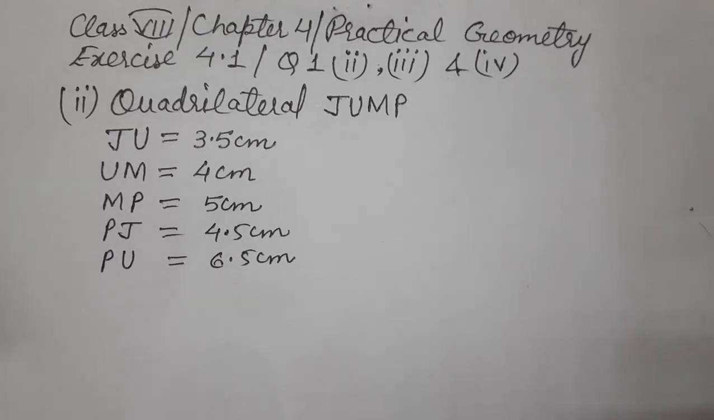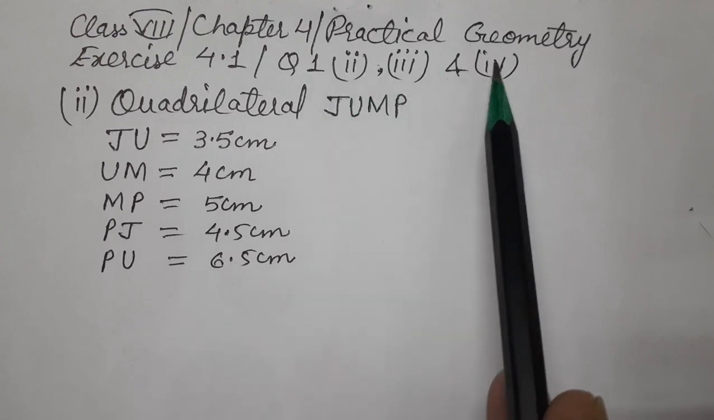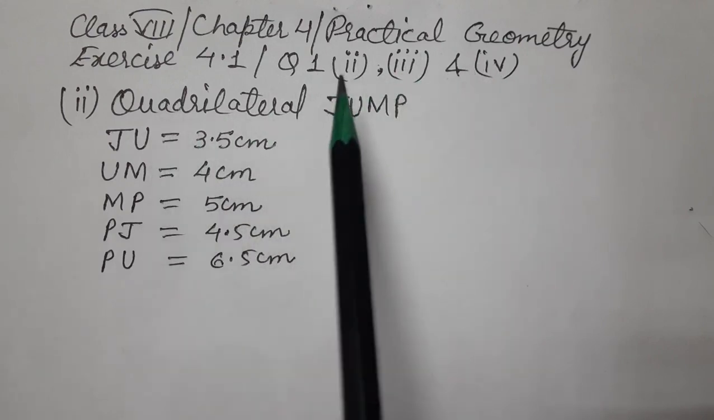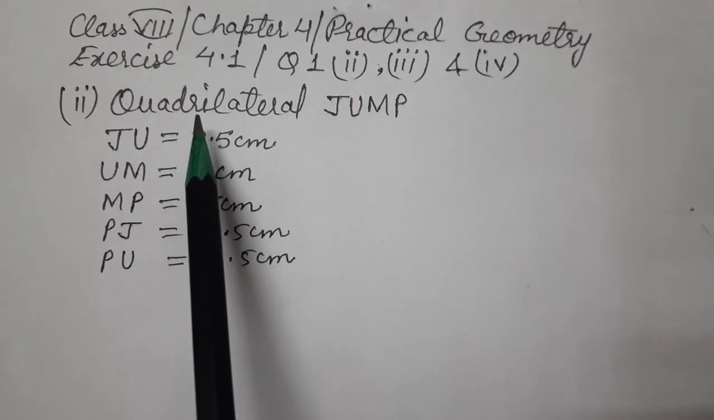Hello students. In the last class we saw how we can construct a quadrilateral uniquely, and we also constructed one quadrilateral of exercise 4.1 question number 1 first part. Now let's construct more quadrilaterals, and today we are going to do three questions: question number first, second, third and fourth part. The first part we already constructed in the last video. Now see the second one.